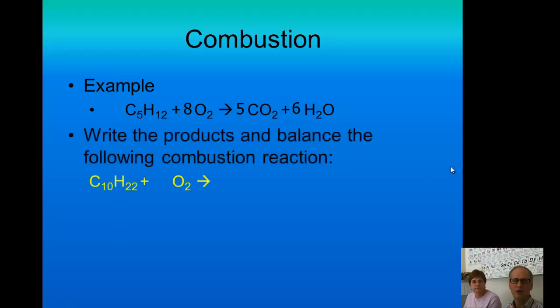So now try this one. You're going to have to pause and work on it. Remember, what are the two products that will always form? Carbon dioxide gas and water vapor. So the answer is this. Did you get that? Huge coefficients. But don't let that scare you. That's what happens.